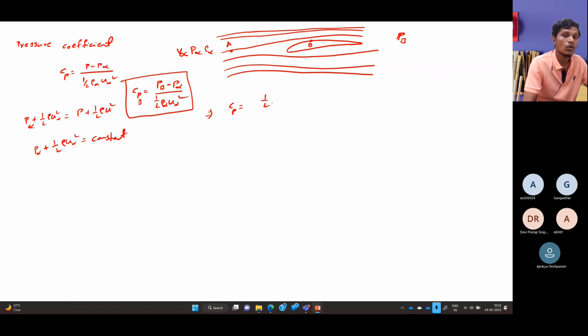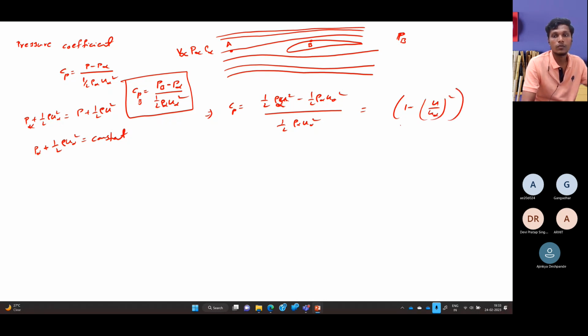One can write Cp equals half rho U square minus half rho infinity U infinity square. This is also rho infinity, because density is not our variable, divided by half rho infinity U infinity square. If you cancel out the density, you will get 1 minus (U by U infinity) square.